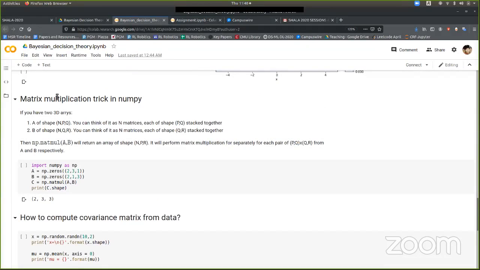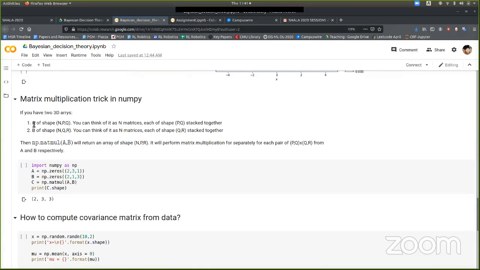Okay, so this is a matrix multiplication trick in NumPy. You already know how to multiply 2D arrays. It's like normal multiplication in mathematics. If you have P cross Q and Q cross R, your output will be P cross R. But if you have 3D arrays, how do you compute matrix multiplication?